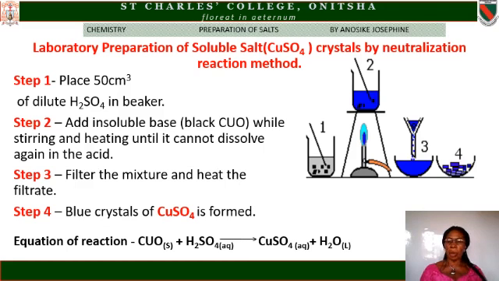Having organized your apparatus in that order, the first stage is you add the acid inside the beaker and then put the base. In this case, our base is a black solid called copper(II) oxide. You add it and stir. Then you put it on the source of heat, as you can see, the second stage. You keep on stirring and allow the flame to heat it up.